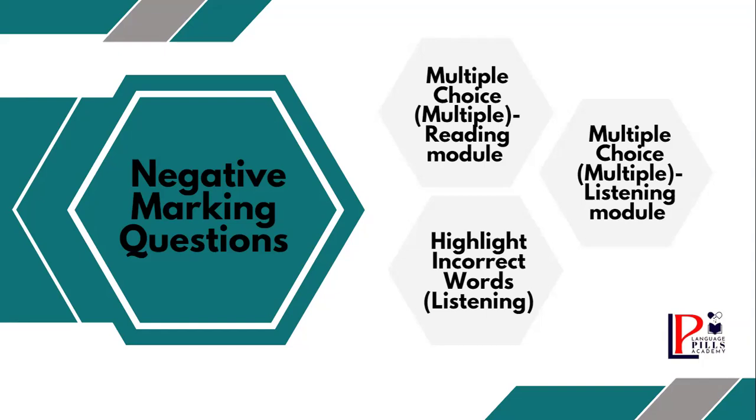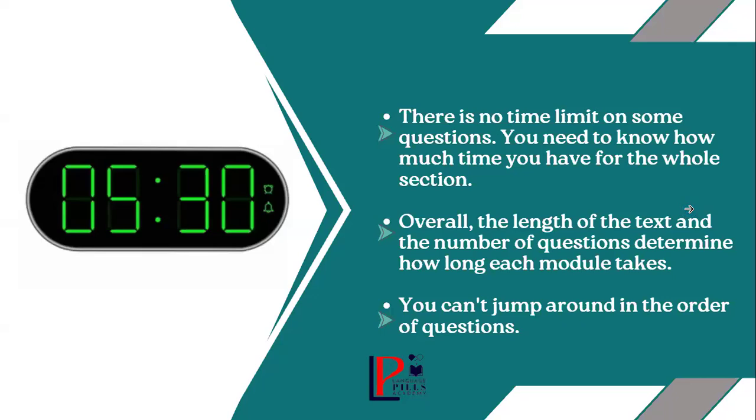Negative marking means that if you choose a wrong option, it will take away your positive score. Let's suppose in highlight incorrect words, you have to highlight all those words which are incorrect. So if you choose an option which is not incorrect, rather correct, like if you go the other way, then obviously it will take away your positive score. So this is what they mean by a negative marking question.